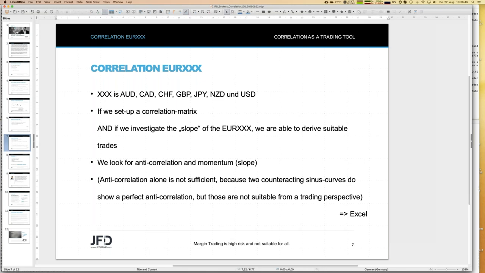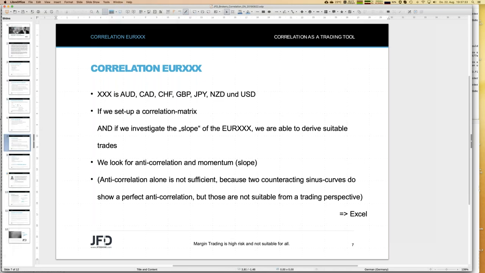Just to have the anticorrelation alone is not sufficient. Just thinking about a little bit like my Excel example. If you think about two sinus curves, which are shifted against each other just by pi. So the one goes up and the other goes down, then they cross and vice versa. Then we have a perfect anticorrelation from a trading perspective. That's not suitable because there's no momentum, no slope in it. So therefore, we need anticorrelation plus a momentum, a slope. And then we find quite good trades. How do we do it? The following.